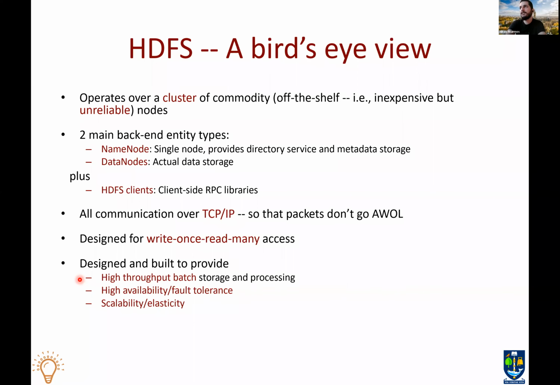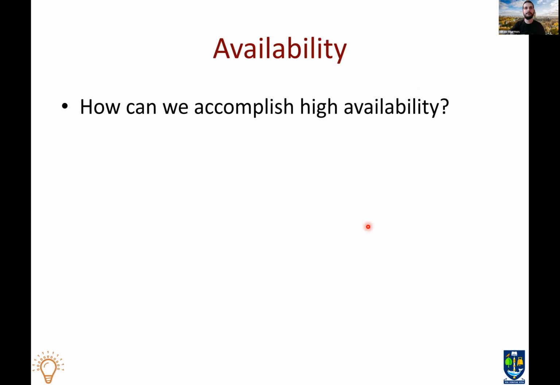And HDFS is designed to provide this high throughput batch storage and processing, high availability, fault tolerance, and to be scalable and elastic. Now, we will try to break this down, right? What high throughput means, what high availability and fault tolerance means, and how it's achieved, and what scalability and elasticity means. So how can we accomplish high availability?